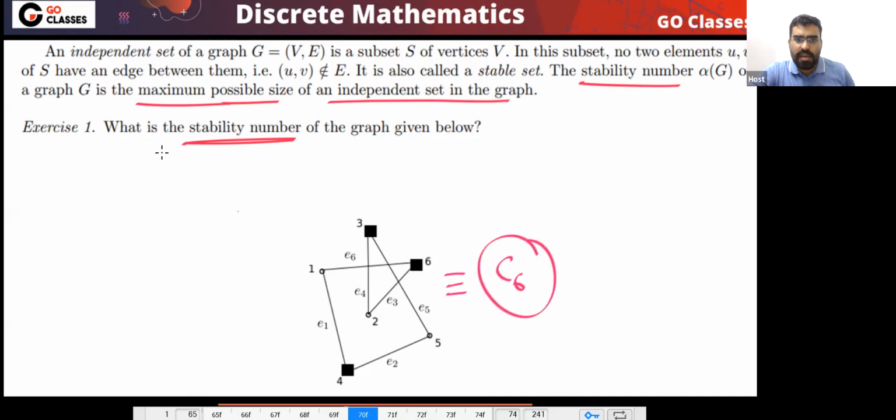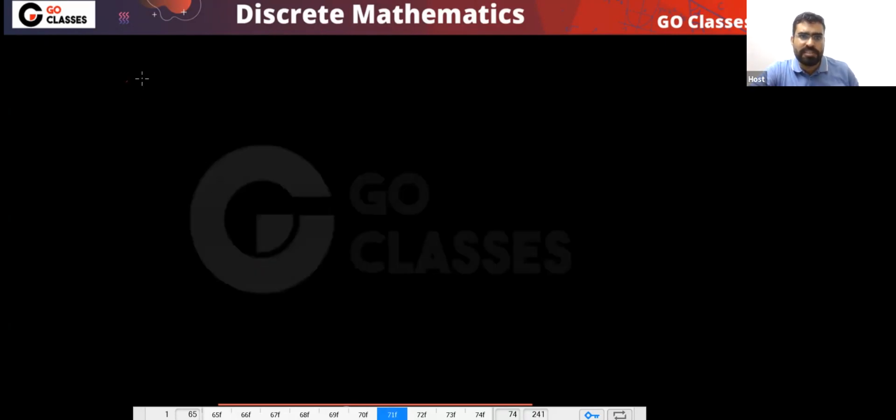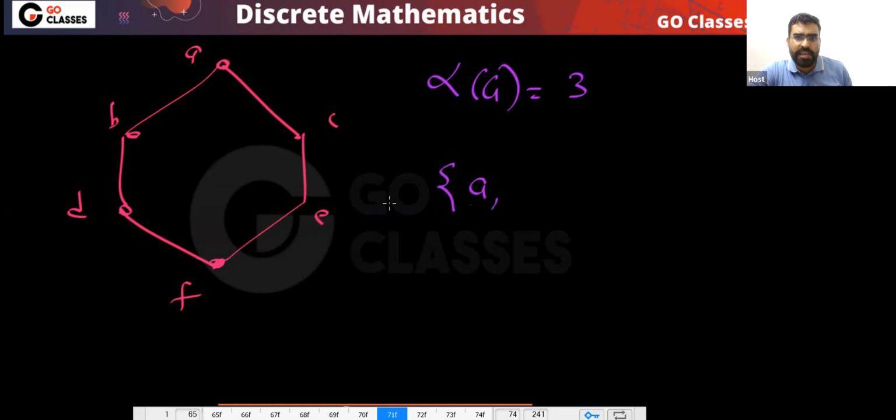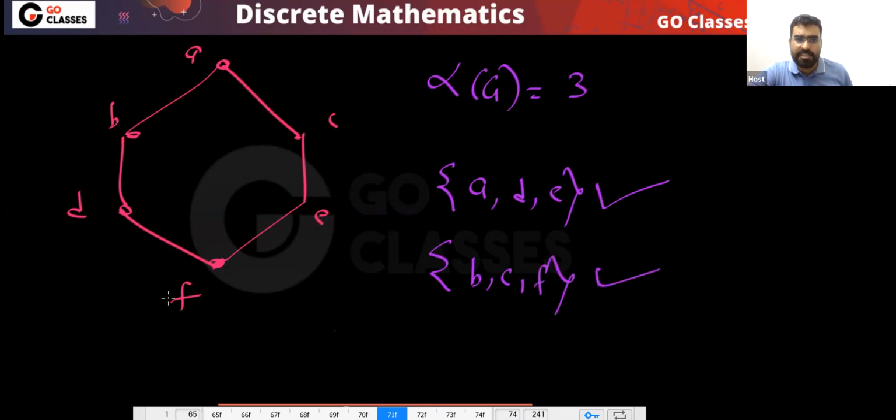In this C6, what will be the independent set? Say this is your C6 with vertices A, B, C, D, E, F. Then what will be the alpha of G? Alpha of G will be 3 because you can take these 3 vertices. You can take A. If you take A, you cannot take B comma C. You can take D, you can take E. This is a maximum independent set. Or you can take B, C, F. This is also a maximum independent set.